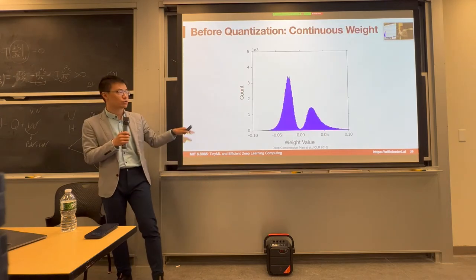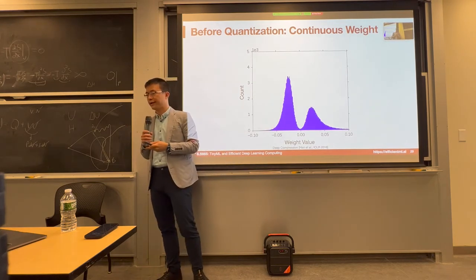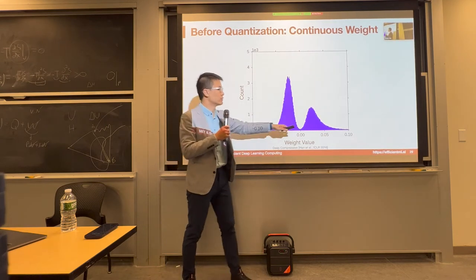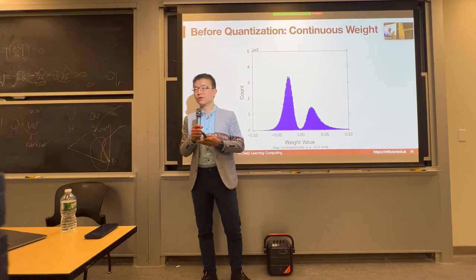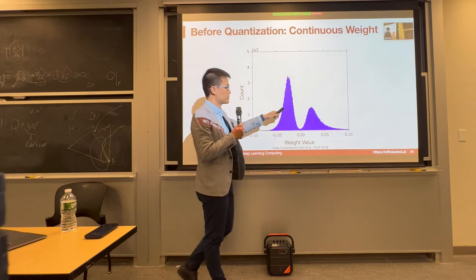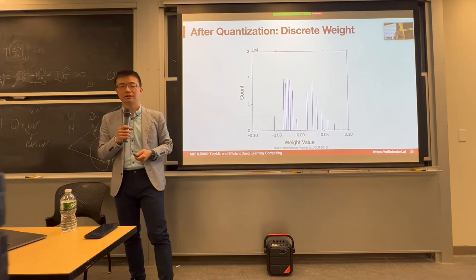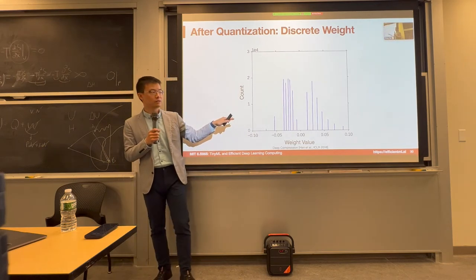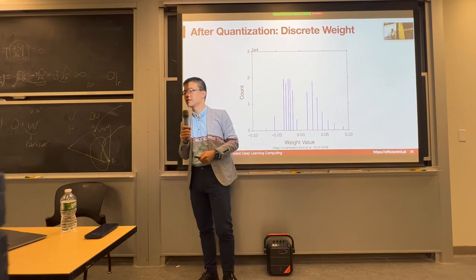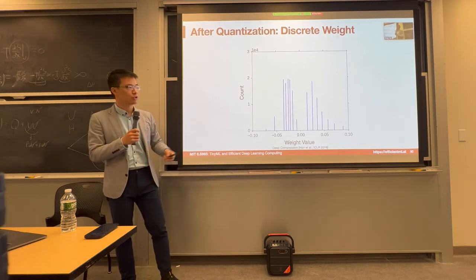So let's see what happens to the weight distribution before and after quantization. This is the weight distribution after pruning, which we have shown in the previous lecture, where everything near zero is removed. And after fine-tuning, the weight becomes smoothened, right? What happens after quantization? The values become discrete. Then we have discrete values, but the distribution still roughly forms the two peaks. There's very little weight in the middle. So after quantization, we have discrete weights.